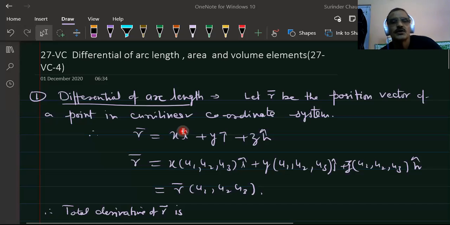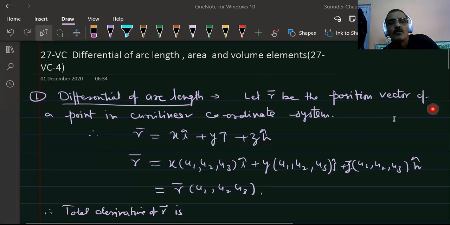Hello students, in this lecture we'll discuss the total derivative of length element, area element and volume element, which we'll use in further study. Total derivative of arc length.